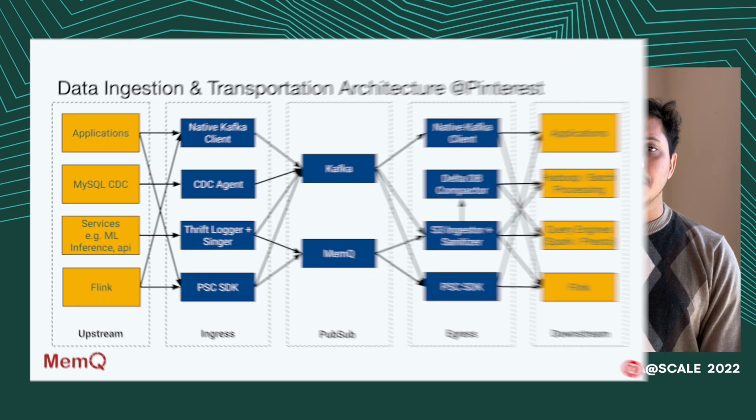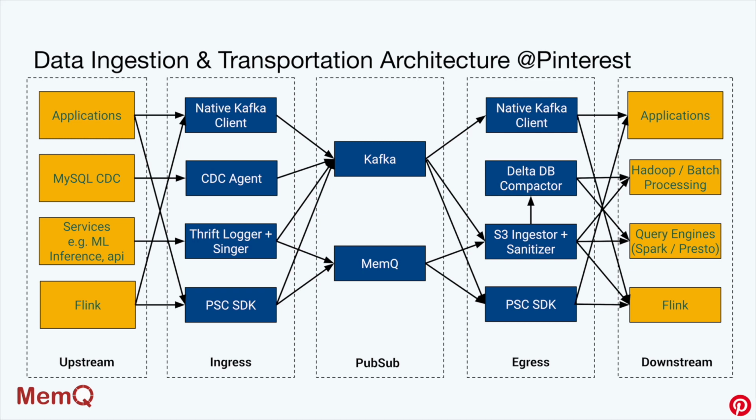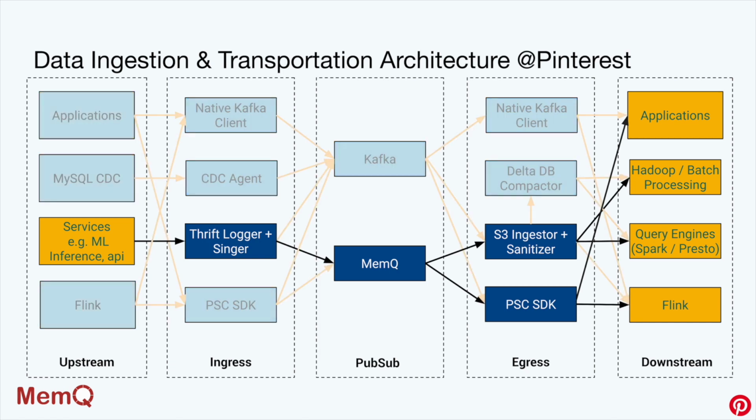This is what the data transportation architecture at Pinterest looks like. We have several managed services, including our clients and our agents, on both the ingress and egress side. And we have hundreds of applications using this platform. Today, we're going to talk about the MemQ-based machine learning data transportation platform.